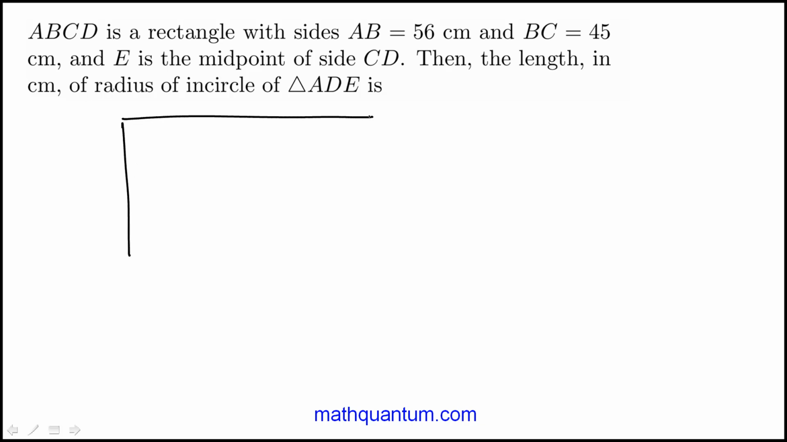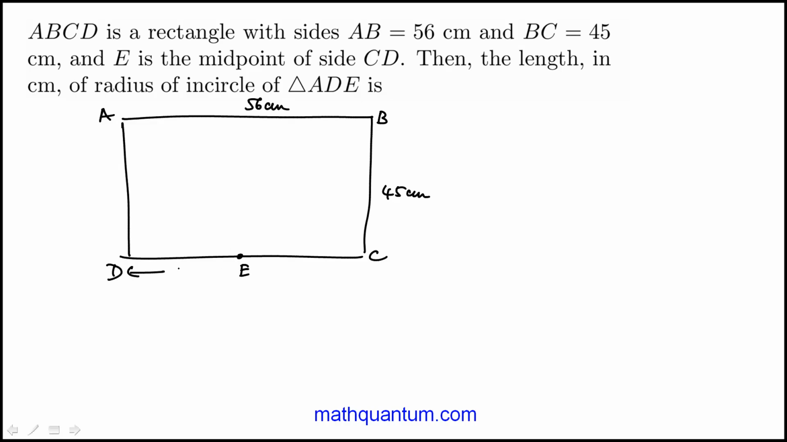So here we're given this rectangle ABCD. AB is 56 centimeter and BC is 45, and then E is the midpoint. So that means this would be half of 56, so 28 centimeter. And then they're talking about triangle ADE, which is a right triangle, and they're asking us to find the radius of the incircle. So it's going to look something like that.